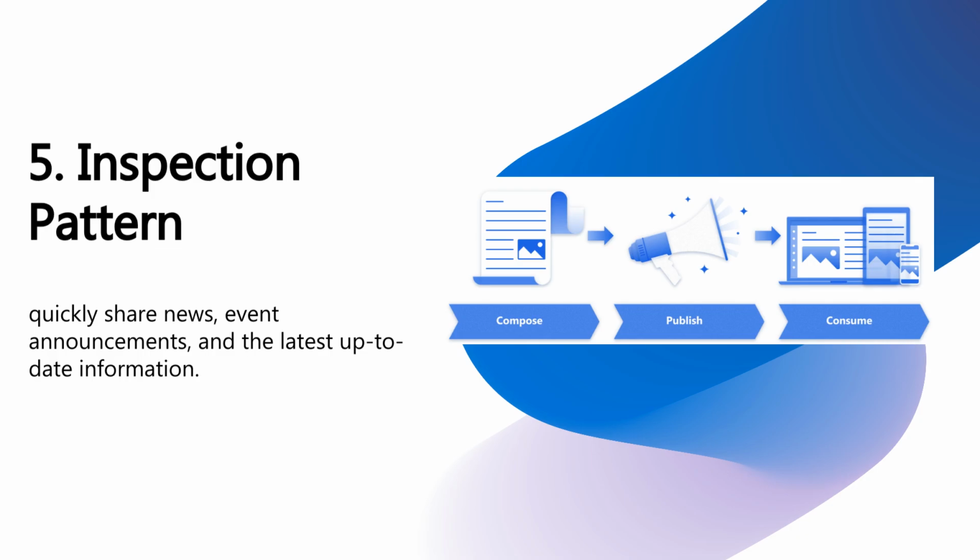Pattern number 5, the inspection pattern. This pattern replaces paper forms and ad hoc spreadsheets with a much more reliable, mobile-friendly app that guides inspectors through every step and instantly captures, analyzes, and shares their findings.